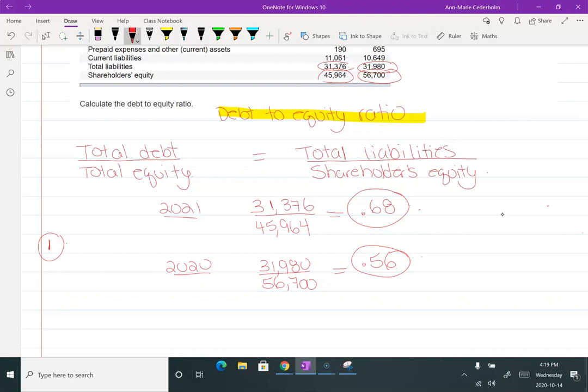So for this case, what it's telling me is for every $1 of equity, I have about 0.68 of debt. And for every $1 of equity in 2020, I have about 0.56 of debt. So again, nothing is too alarming for me with this company, with this debt to equity ratio. But again, we really need to find a benchmark in order to be able to make that comparison.